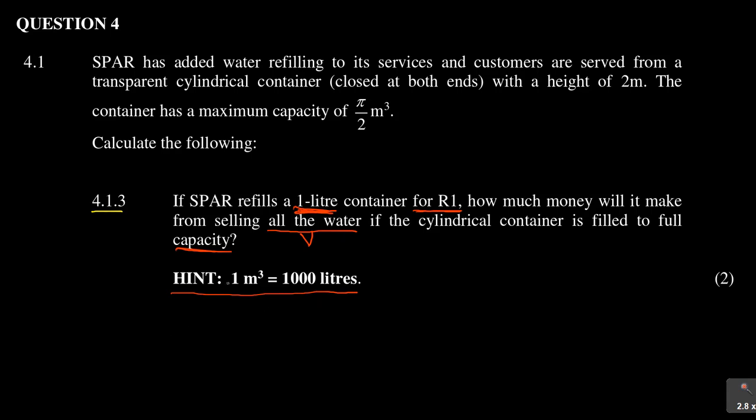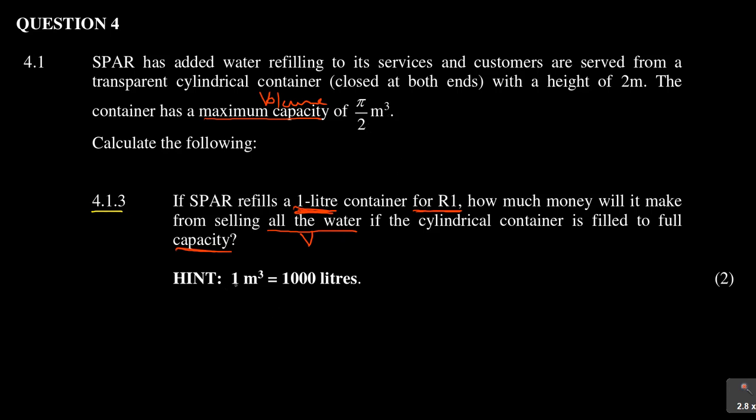So now what is given, there is a hint which is very important for you. It says 1 cubic meter is equal to 1,000 liters. That is a very important part to know. Now we have to change the volume that we are given. Remember, they said capacity. In this case, I told you it is the volume. So the volume here is pi over 2. We have to change it from cubic meters to liters.